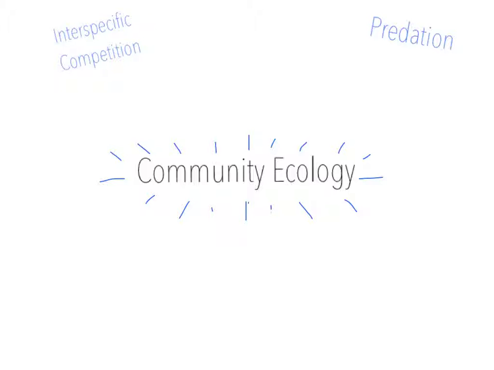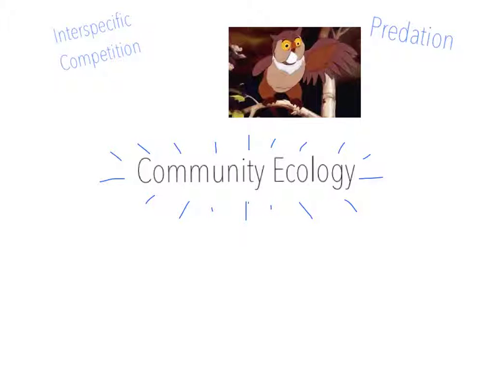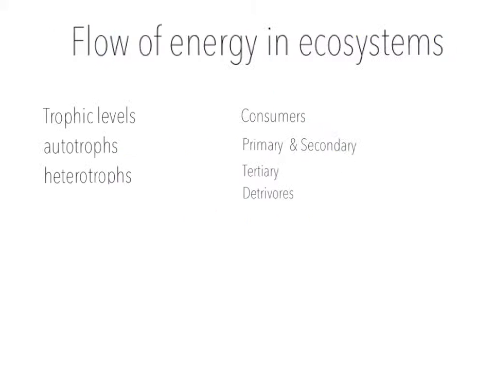Community ecology is interactions between populations. Interspecific competition is competition between two different species. Predation is basically predator and prey. So this owl is basically a predator and all the mice it eats are prey. Trophic levels are how plants and animals are organized based on the utilization of energy.